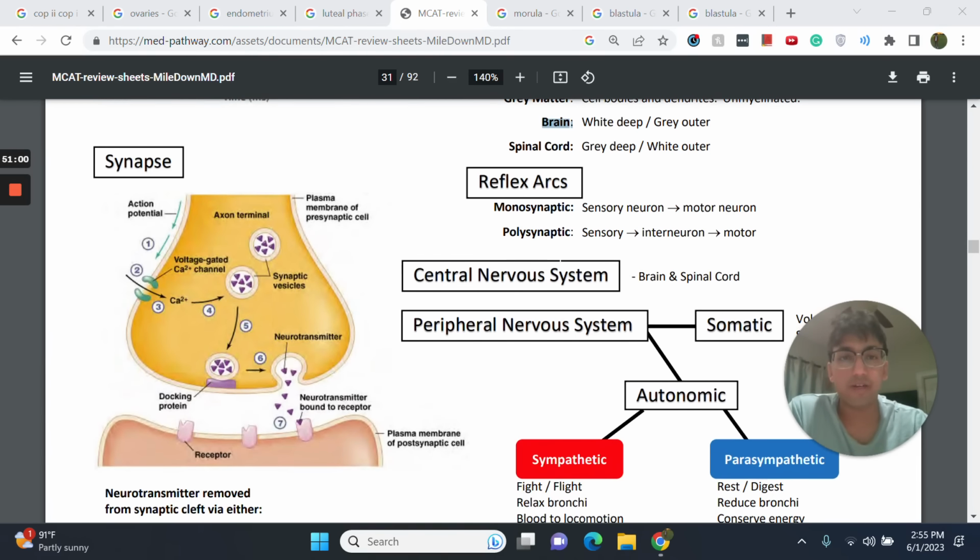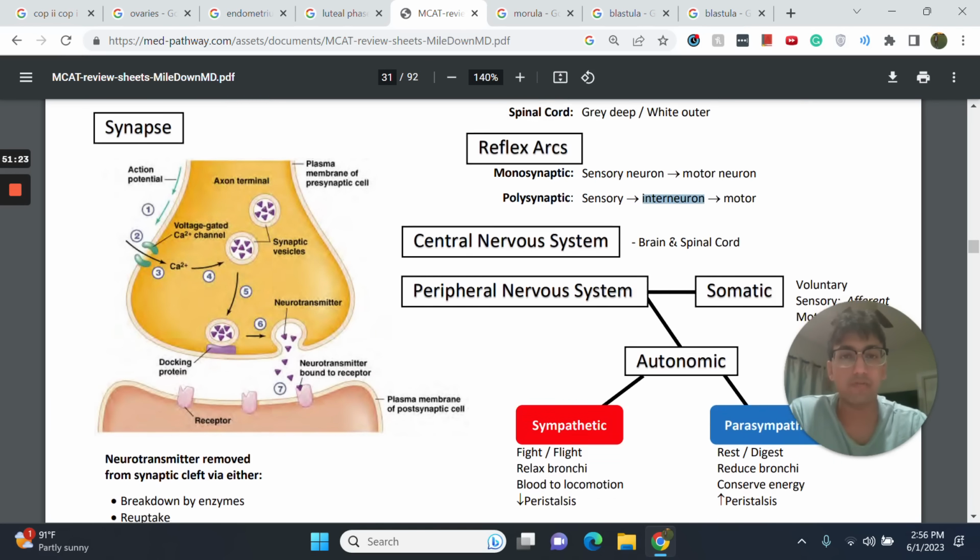The next thing is a reflex arc. Reflex arcs are kind of like when the doctor taps your knee and you want it to jerk without you doing anything. And that can be monosynaptic or polysynaptic. It can have a sensory neuron and then a motor neuron. So the sensory neuron can receive the signal, and the motor neuron immediately responds without any interneuron. And polysynaptic is when you have an interneuron in between.